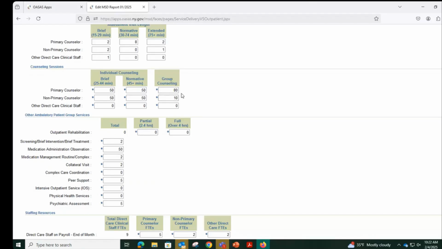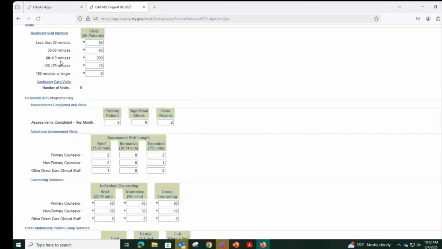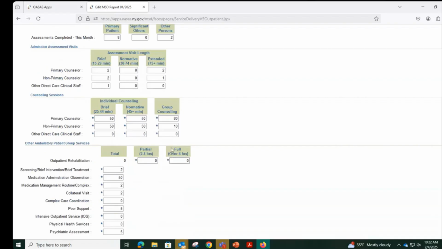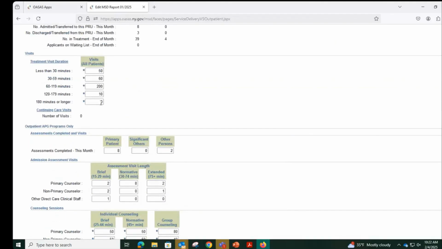So I would see 90 here, but in the 60 to 119, because a group should be at least 60 minutes, I would put 90 here. I'm sorry, 900 here, even though it's just 90 here. Those people may also have attended a med management session while they were in the group. So that would be here, but it's just going to be covered in the 60 to 119, so there wouldn't be anything else up here.